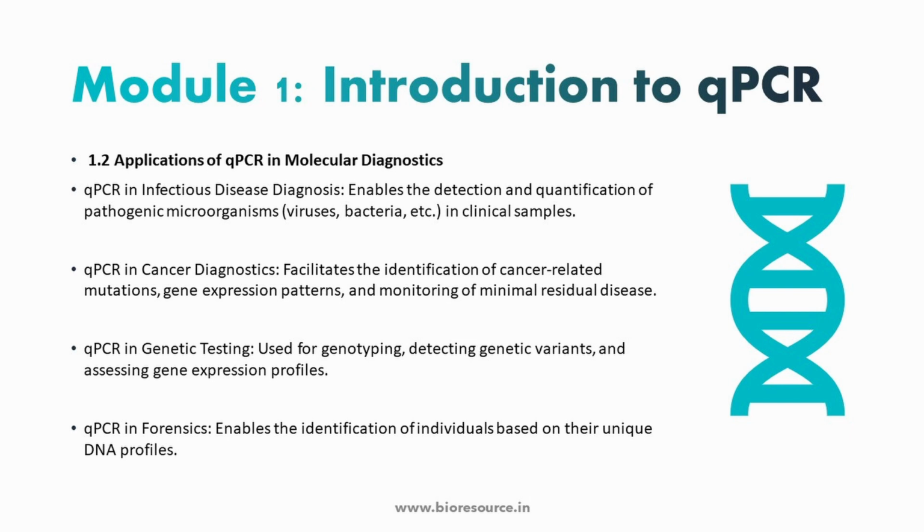The other application involves qPCR in genetic testing. This is very useful for premarital screening and to identify certain genotypes, and also it is used for providing personalized therapies. Certain individuals will have certain mutations or SNPs in their genetic makeup, and that can cause adverse effects for certain medications. Certain medications may not be suitable for people with certain mutations, so that can be identified, and the medicines can be tailor-made accordingly. Another application involves qPCR in forensics, meaning to identify individuals based on their unique DNA profiles.